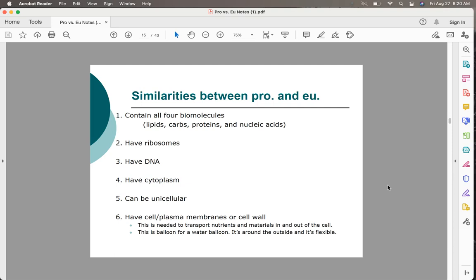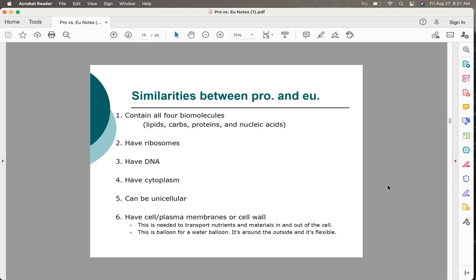They both have ribosomes. They both have DNA. They both have cytoplasm, which is just kind of that jelly stuff that's around all the organelles in the middle of the cell. They can be unicellular, but remember that eukaryotes can also be multicellular. And they all have a cell membrane. Okay? They all have a cell membrane.